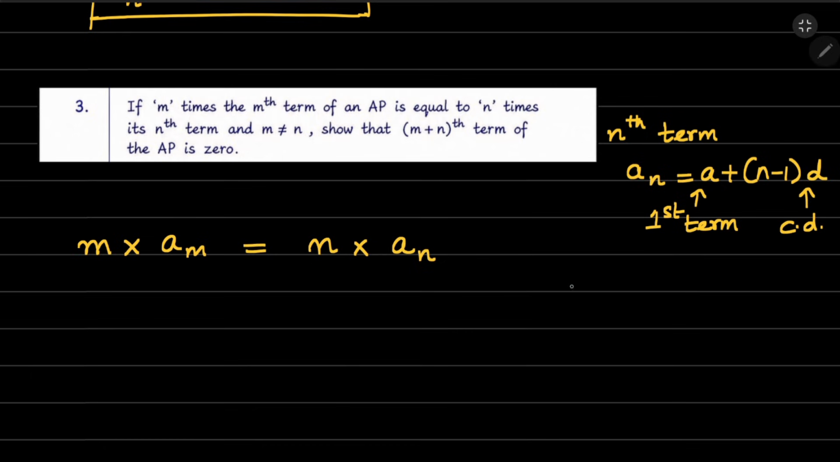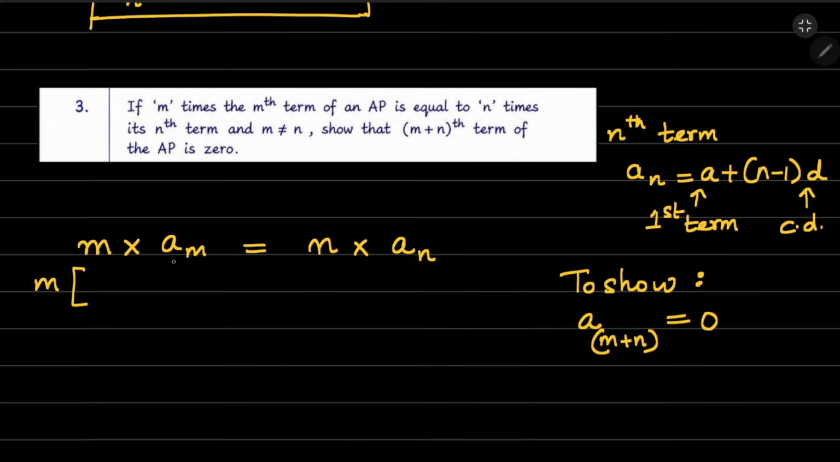You have to show that. What do you have to show? To show that a subscript m plus n, that is the (m plus n)th term of the AP, is equal to 0. So this is what you have to prove. So let's expand and prove it.